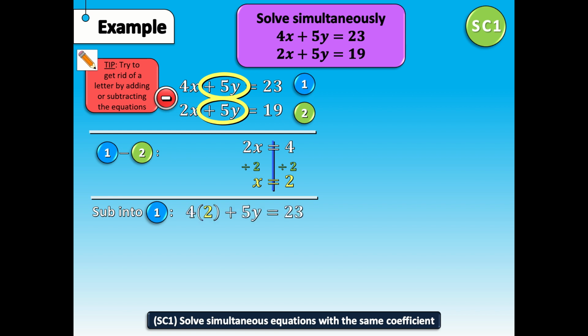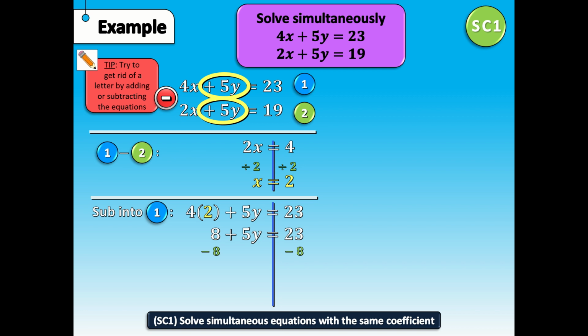So 4x plus 5y equals 23, and I replace the x with the 2 because we now know that x equals 2. So I've got 4 times 2 plus 5y equals 23. So 4 times 2 is 8 plus 5y equals 23. And I can solve this. I'm going to use the balancing method to solve this to find out what y is. So I'll get rid of the 8 by taking away 8. And if I do that from that side, I've got to do it to the other side.